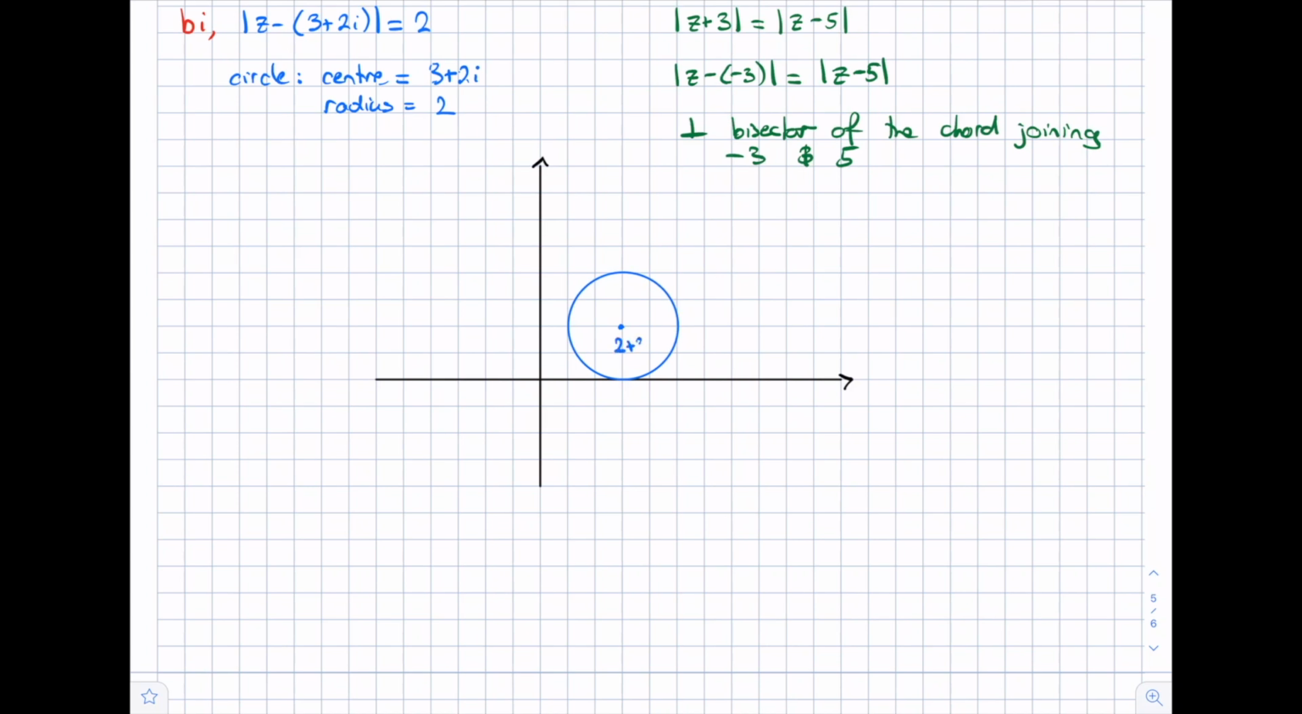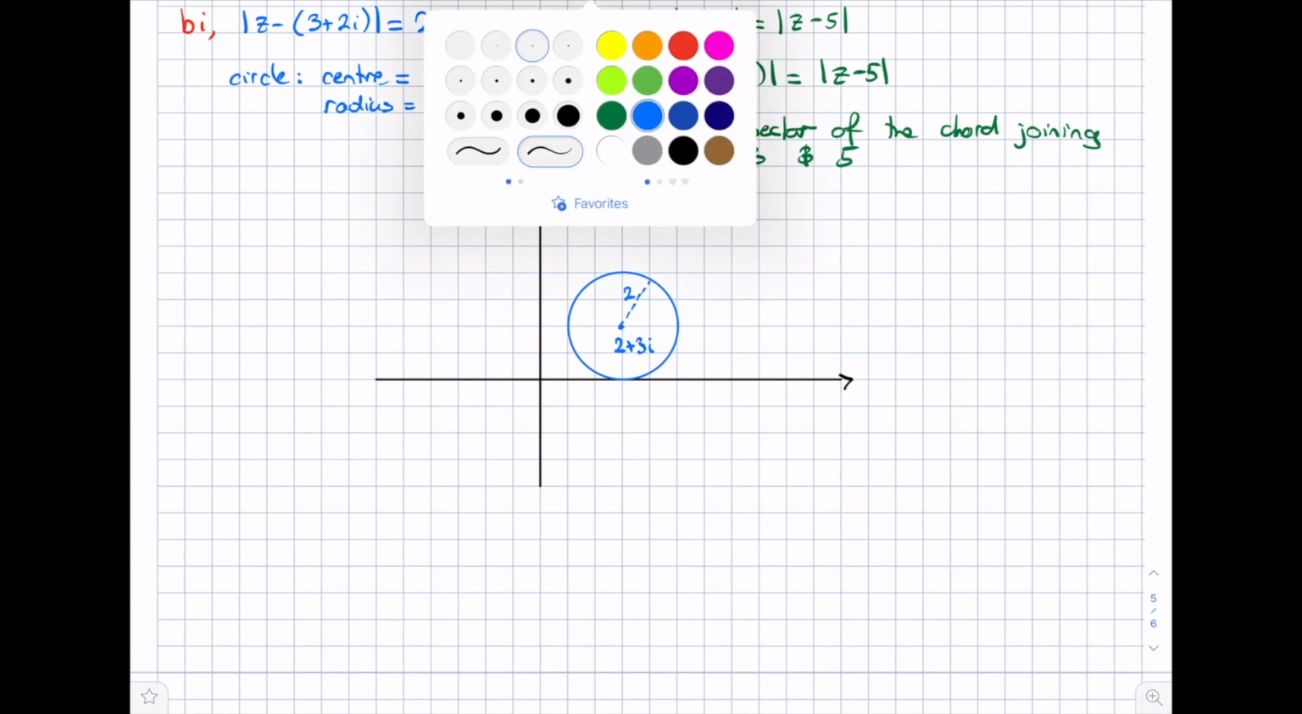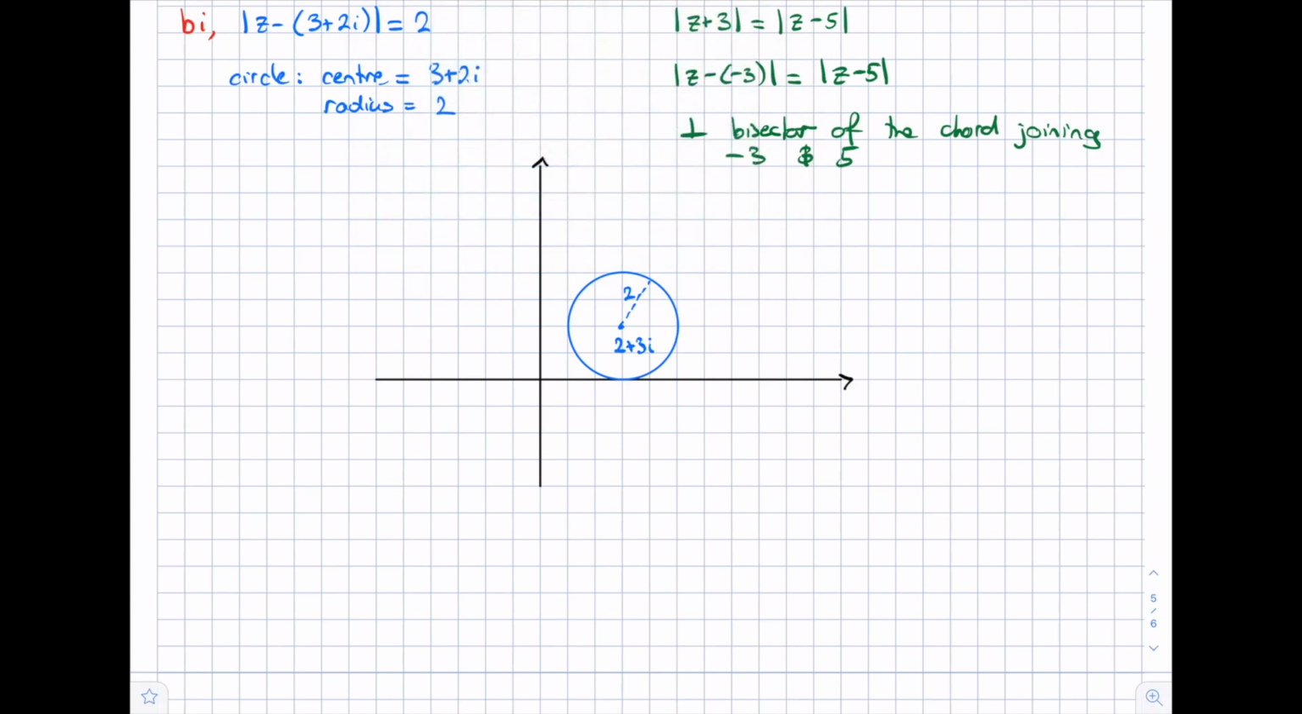Now, this is the point 3 plus 2i, so we should indicate that. And probably a good idea to also indicate a radius of 2 in that manner. So that's this part here. The next part we want to draw is this one. And we said that this is the perpendicular bisector of negative 3 and 5. So where's negative 3? Negative 3 is here, and 5 is sitting there. So 5, negative 3.